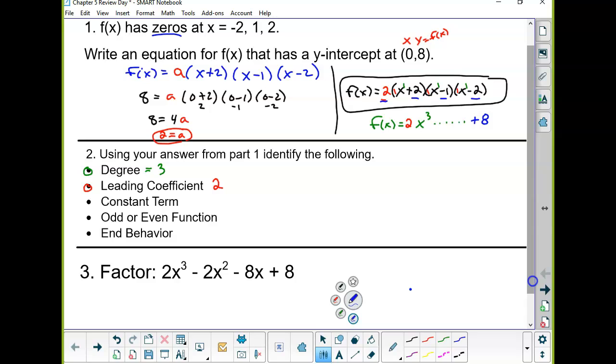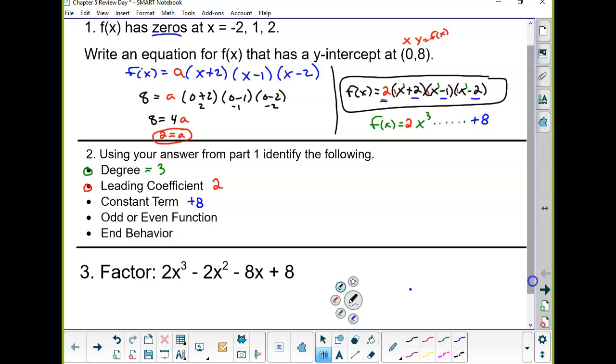Now some people think, you know what, it's easier just to multiply all that out. I might not get that, I might miss something. Well, in that case, just multiply all these terms out, and you'll get a polynomial that starts with 2x to the third and ends with a positive 8.